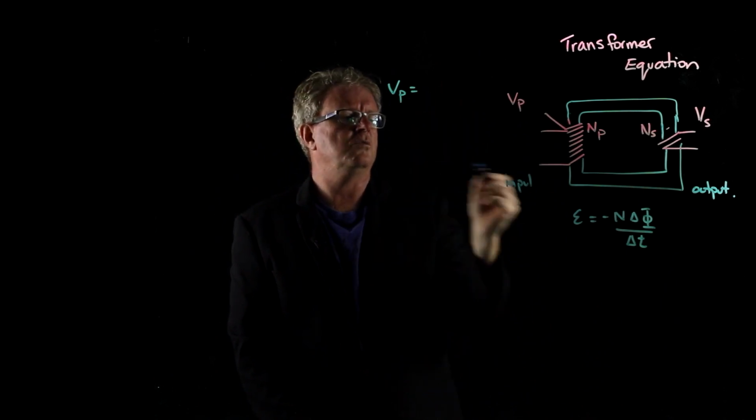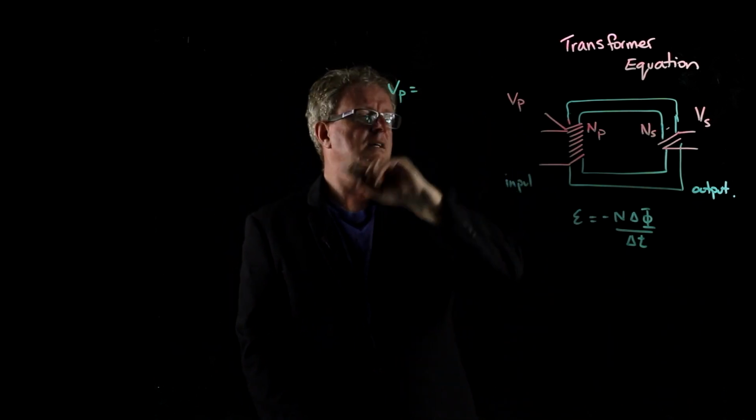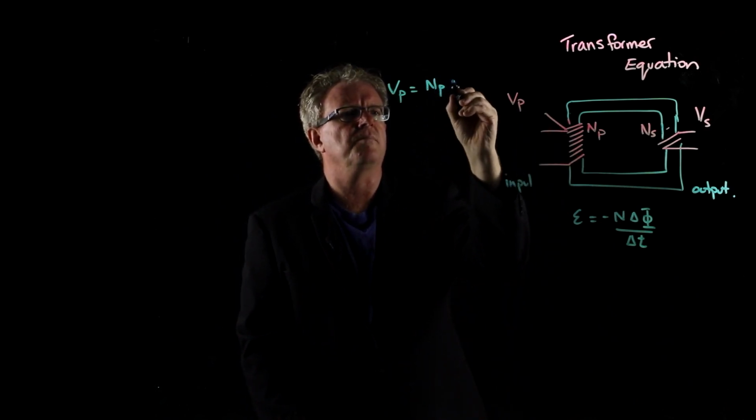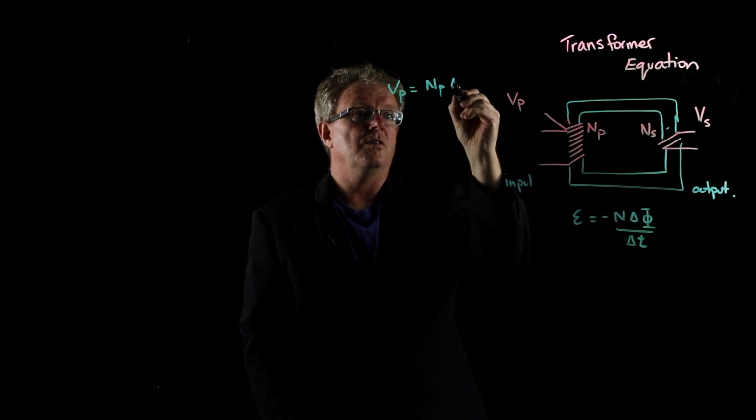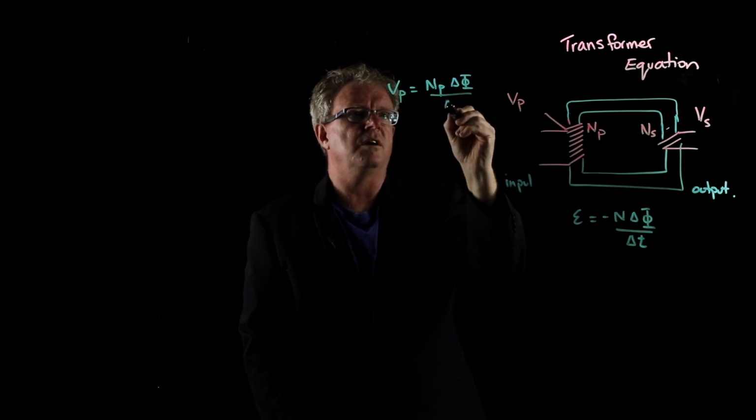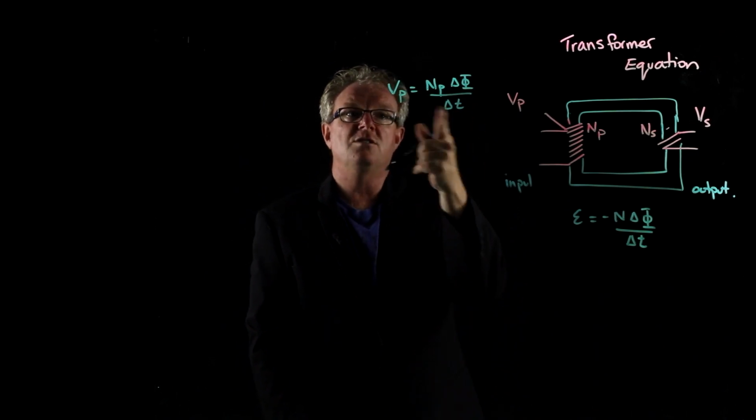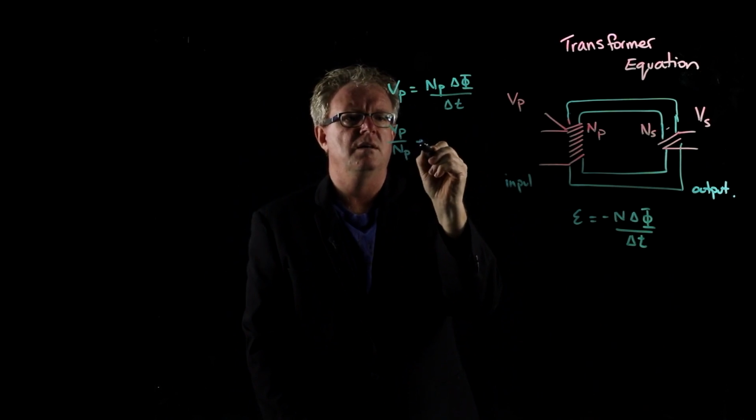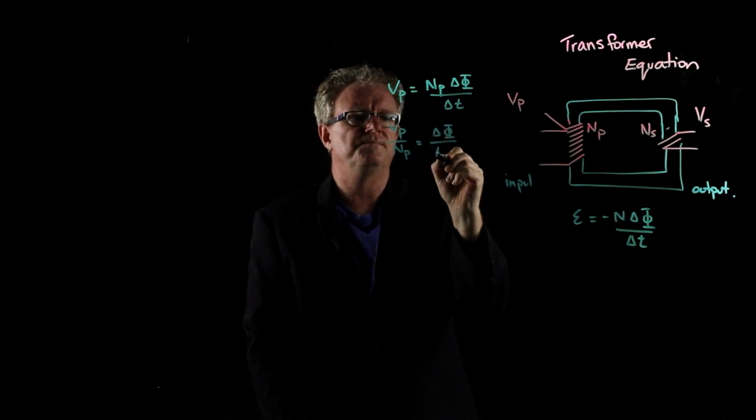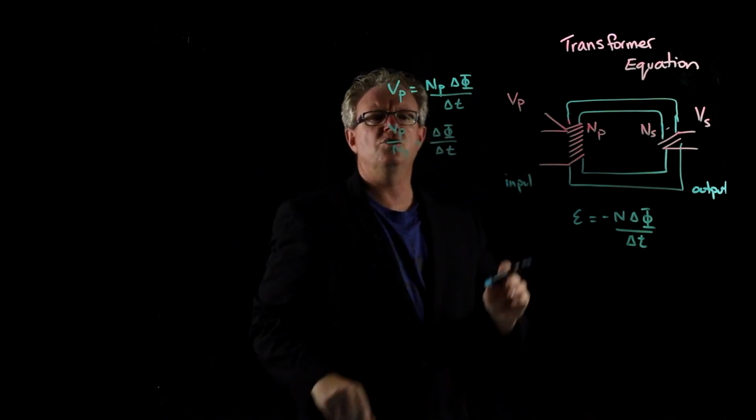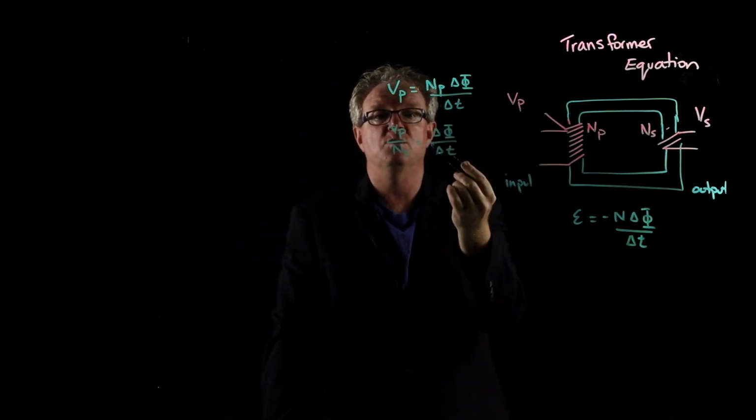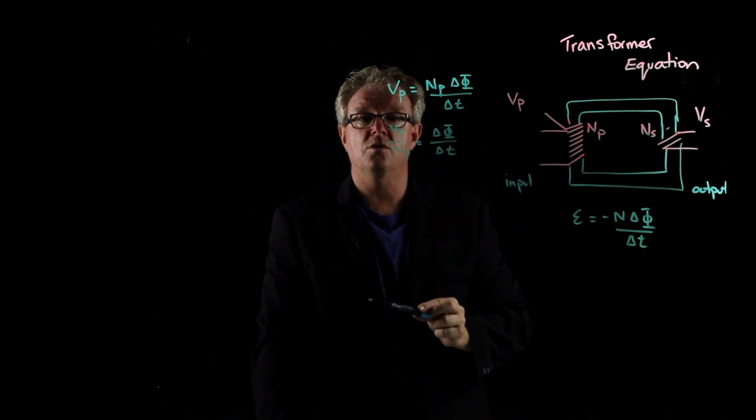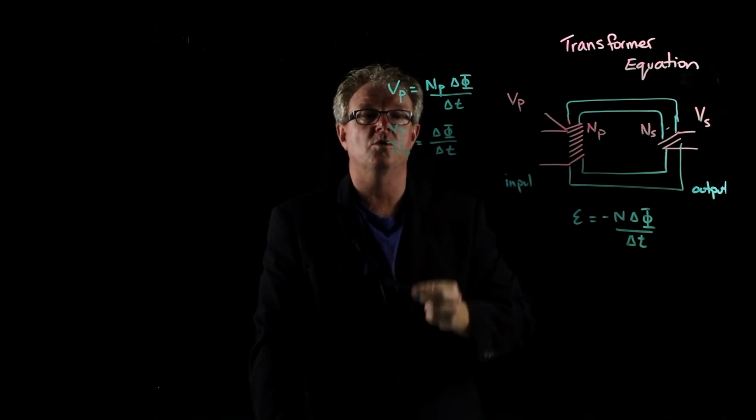VP is equal to, and we'll just ignore the minus sign for the moment, Lenz's law, N, the number of coils in the primary coil, times the change in flux divided by T. So if I divide both sides by the number of coils, I have VP over NP is equal to our change in flux over time. So what we're saying is that the magnitude of our change in flux per unit time is really dependent upon the ratio of the voltage in the primary coil to the number of coils.